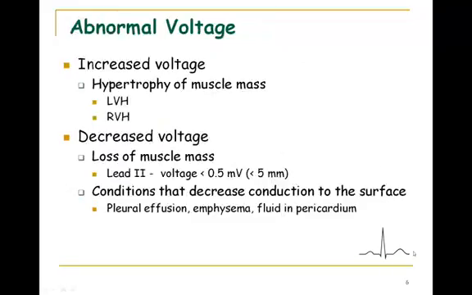Now the last topic, before we go into the big guns and talk about specific examples of abnormal EKGs, is abnormal voltage. So think in general: muscle generates electrical activity. Muscle will influence the voltage that you pick up. So the more muscle you have, the higher the voltage. The less muscle you have, the lower the voltage. That one's pretty straightforward. So if you have more muscle mass, hypertrophy being a great example, you're going to have what we call a high voltage EKG.